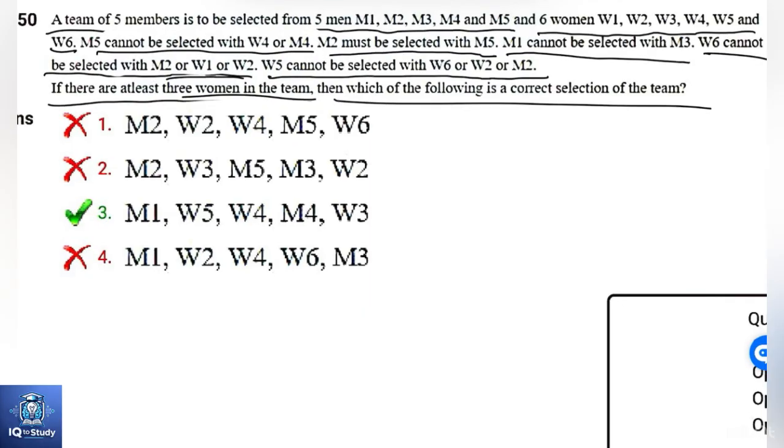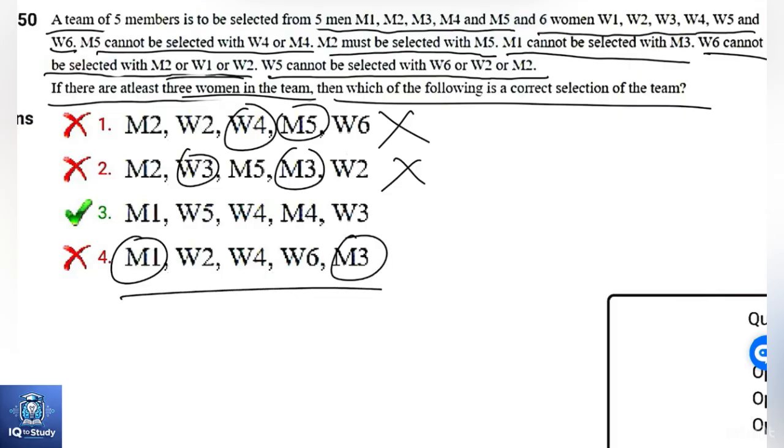M5 cannot be selected with W4 or M4. So option 1 is eliminated. M2 must be selected with M5, also given that there are at least 3 women in the team. In option 2 there are only 2 women, so option 2 is eliminated. M1 cannot be selected with M3, so option 4 is eliminated. W6 cannot be selected with M2 or W1 or W2. W5 cannot be selected with W6 or W2 or M2. This means M1, W5, W4, M4, W3 will come. This means option 3 is correct.